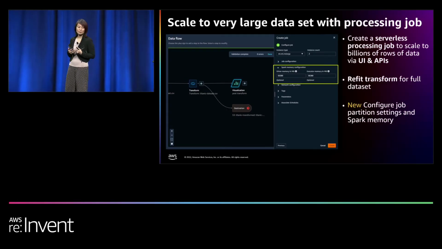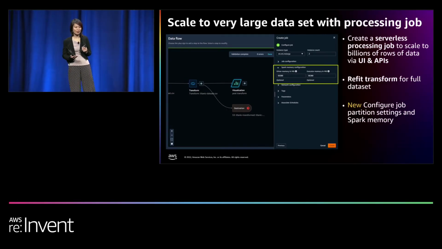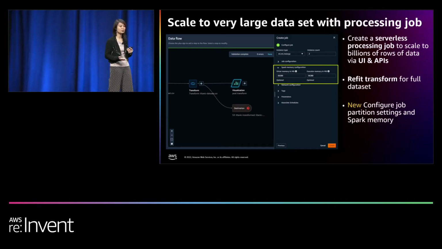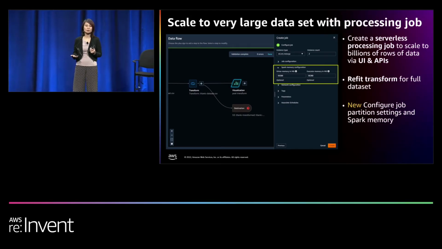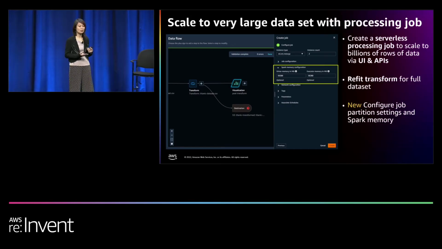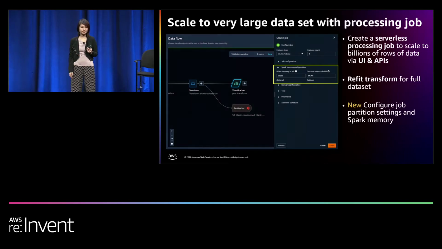And today, I'm excited to announce that you can now also configure advanced settings for the serverless processing job using the UI in addition to the API. You can configure job partition settings as you write to different destinations, and Spark memory configuration to further optimize your Spark job based on the workload and your data set.